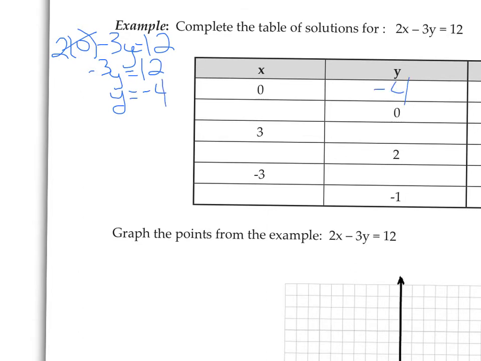And then we're going to do y equals 0 from here. So we'll plug it in this time for y. So we'll have 2x minus 3 times 0 equals 12. And again, 3 times 0 is 0, so that term is just turning to 0. And you have 2x equals 12, so x equals 6.